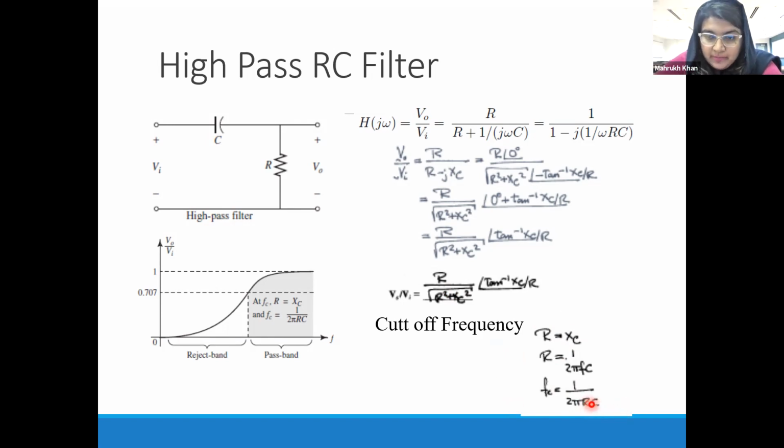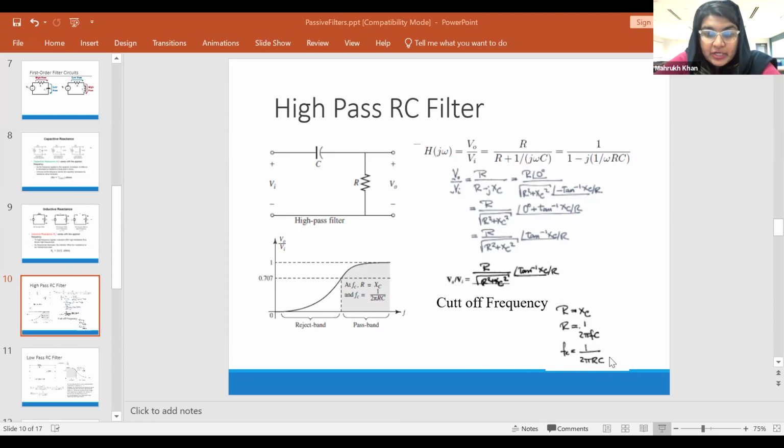So putting these values here, it will give your FC equal to what? If you put R equal to 1 kilo ohm and C equal to 0.1 microfarad, your FC is what? I need to check, 1 minute. So your FC should come as 1.4 kilohertz, okay? So if you use these values of R and C, your FC is 1.4 kilohertz, which means that 1.4 kilohertz is the frequency at which the magnitude of V naught over VI will be 1 over square root of 2, okay? So we will confirm that too.